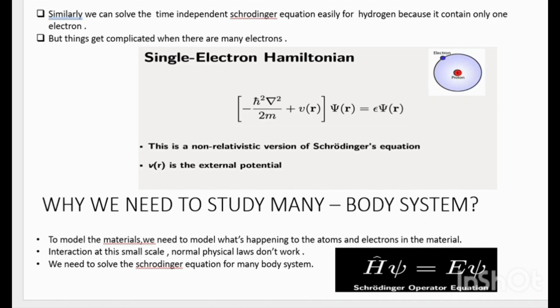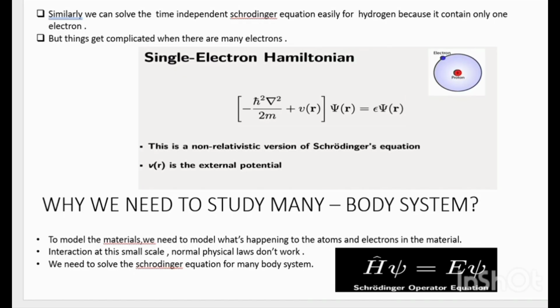So we can easily solve the Schrödinger equation for the hydrogen atom, but when we talk about the complicated many electron problem, the Hamiltonian things are getting difficult, and it is very difficult to solve the time independent Schrödinger equation. So the question arises, why do we need to study the many body system?